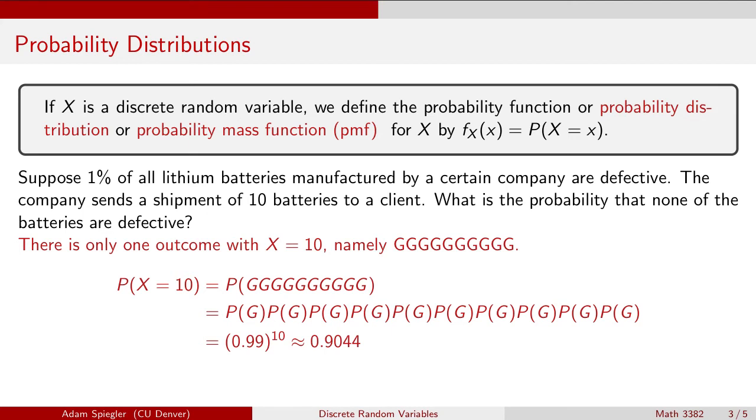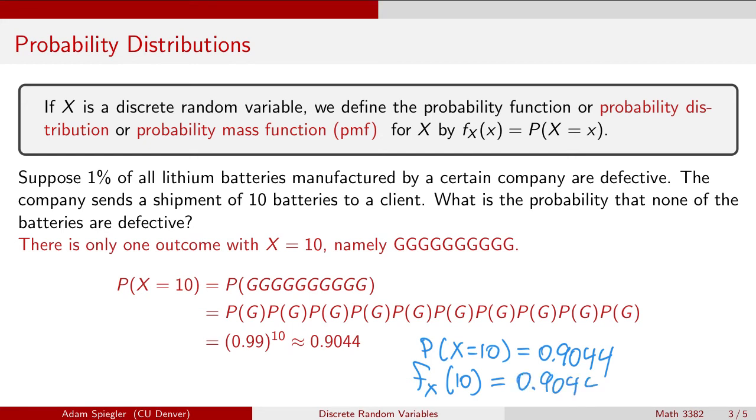As far as the notation goes, you can see that we might write P of X equals 10 is 0.9044. You also might see it written that the probability function of random variable X, when we evaluate it at X equals 10, gives us this. They're both expressing the same fact, just using slightly different notation.